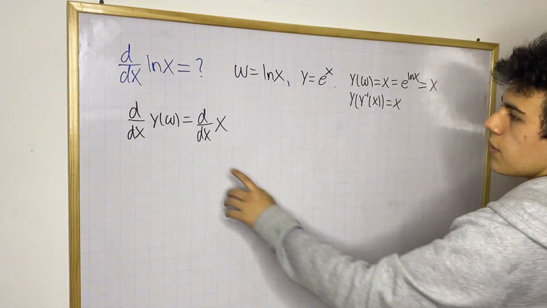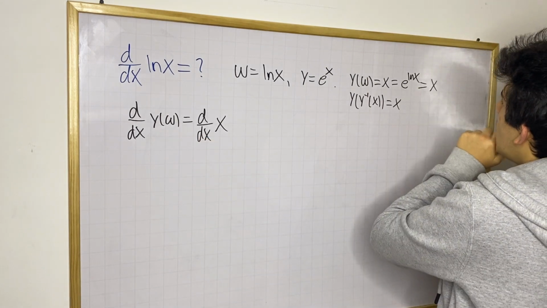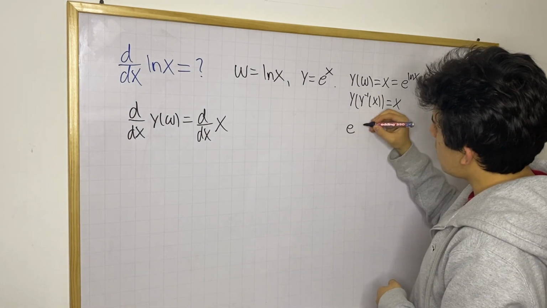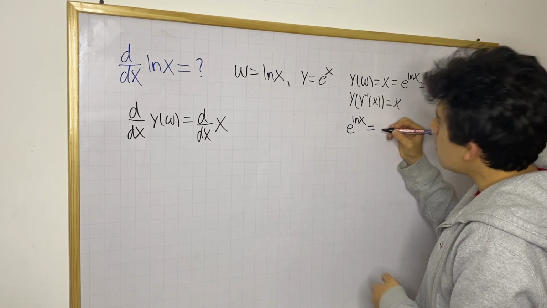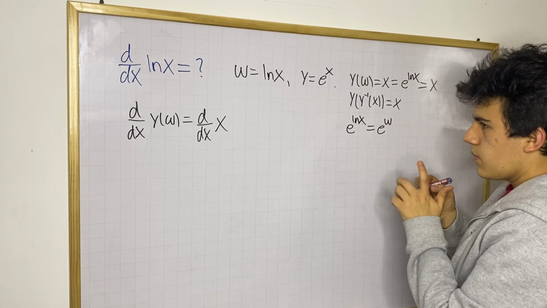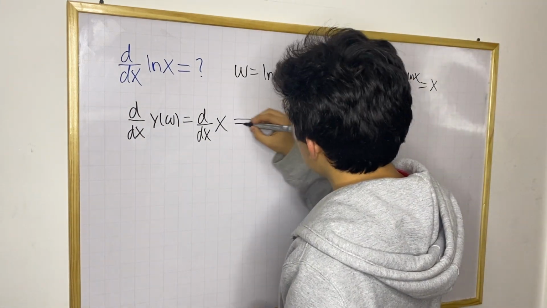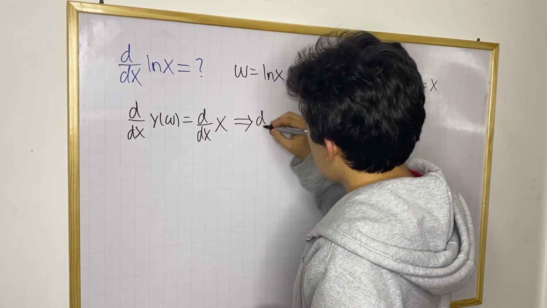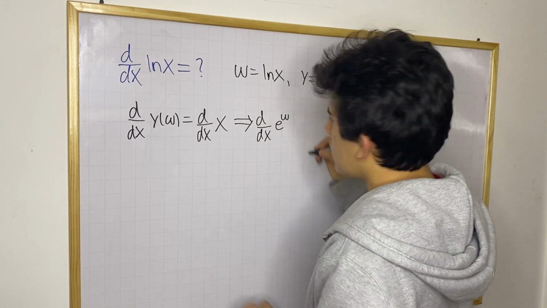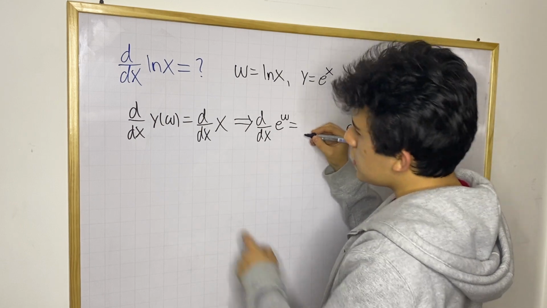So now we know that we can replace y evaluated at w with e to the ln x, and we know that e to the ln x is also going to be equal to, I'm going to write it over here, e to the w. So you can write this as the following. We continue over here, and this is the derivative with respect to x of e to the w, because y evaluated at w is going to be equal to e to the w, and this is equal to the derivative of x.